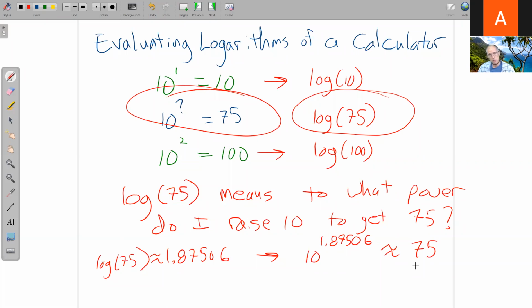So logarithms help us find exponents. All right, next.